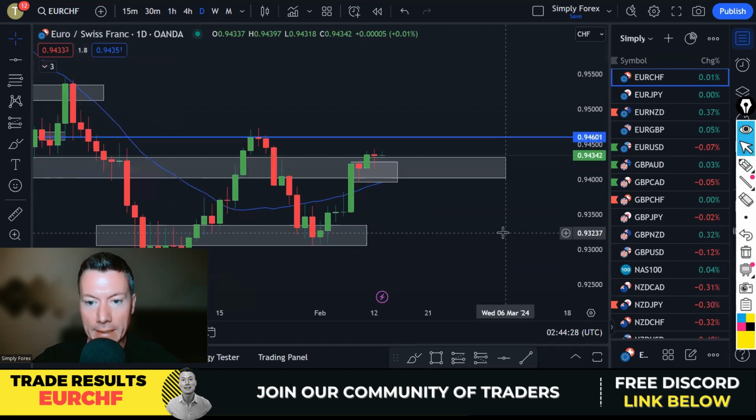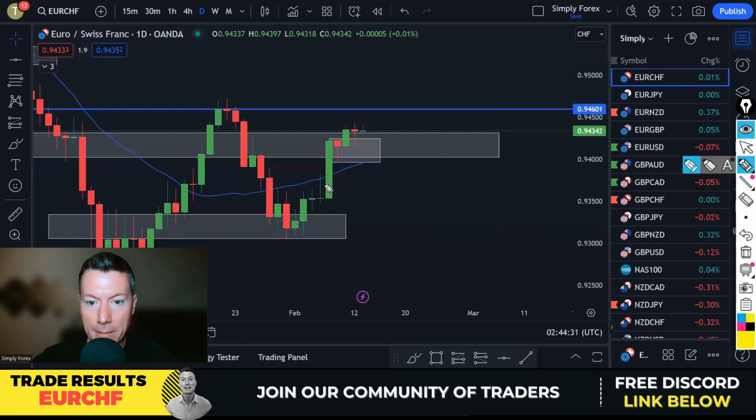So that was the idea. And as you can see, we're just getting bullish candles, bullish wick, bullish candle, bullish wick, even yesterday. So still looking good to take price back up to these last highs here.